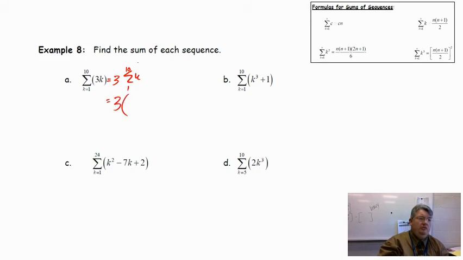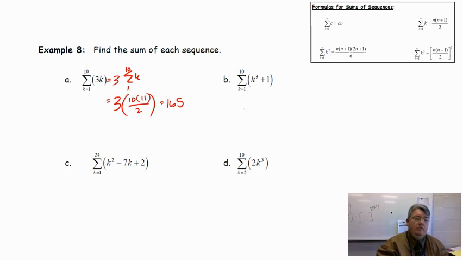Well, I have a formula for this, right? It's right up here. The sum of k is n, which here is 10, times 10 plus 1, which is 11, all over 2. So if I do that, 3 times 10 times 11, all divided by 2, I get 165. Cool.